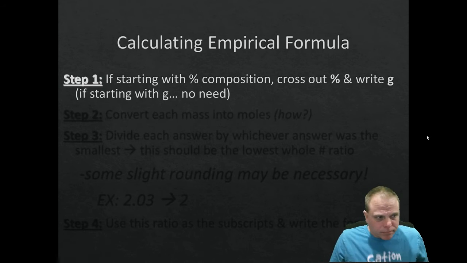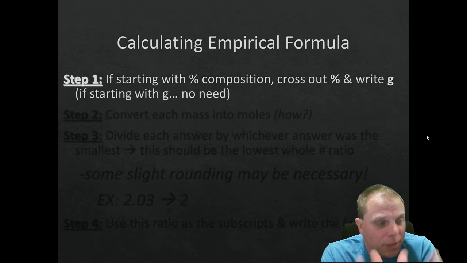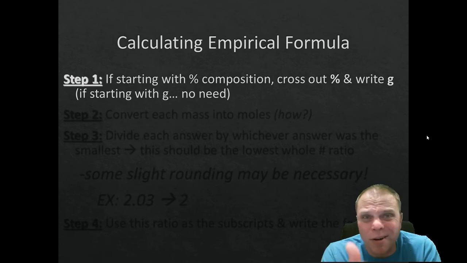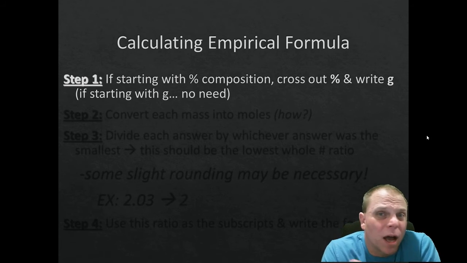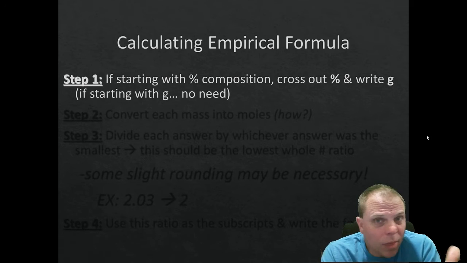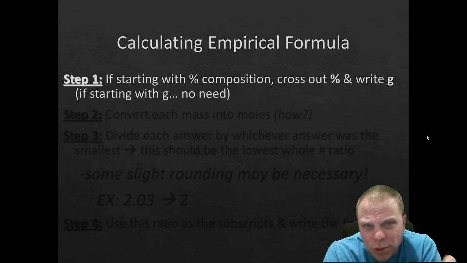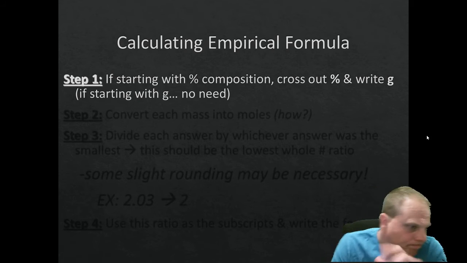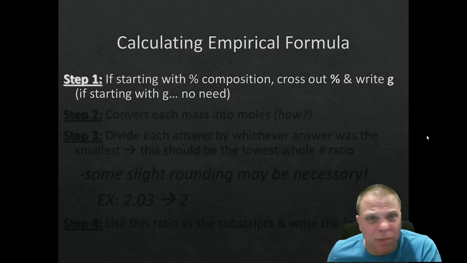So first step, if you're starting with the percent composition, you're going to just basically cross out the percentage and turn those percentages into grams. We're basically assuming a 100-gram total sample. So if I had 95% of something, I'm just going to assume, oh, well, that's 95 grams out of 100 grams. Okay, so you're assuming a 100-gram total sample, so your percentages can just turn into grams. If we give you grams, then you don't need to make any sort of assumption. Just use your grams to go to the next step.